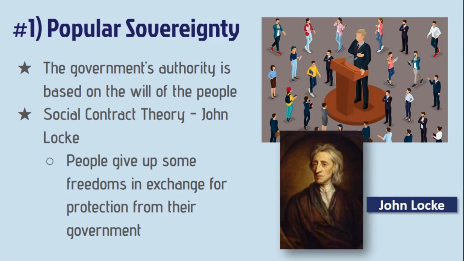This idea we can accredit back to John Locke, right? The government's authority is based on the will of its people, which comes from this idea of a social contract. It also comes from this idea of people having natural rights. These are both Lockean ideas from the Enlightenment. John Locke believed that people should give up some freedom in exchange for protection from their government. But popular sovereignty is the idea that the government cannot exist without the people's consent, which we will discuss here.